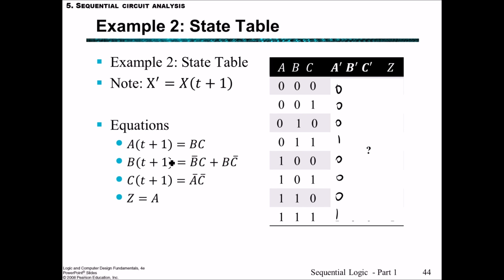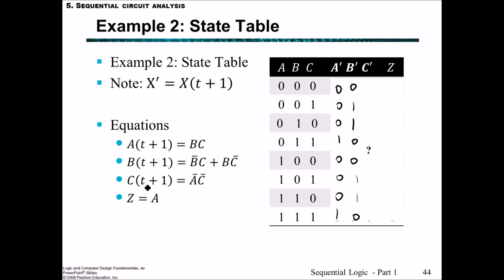For B at time t+1, B-, we have it equaling 1 when B is 0 and C is 1. That is, B is 0 and C is 1. This means here and here. Or when B is 1 and C is 0. B is 1 and C is 0. It's here and here. And then 0 everywhere else.